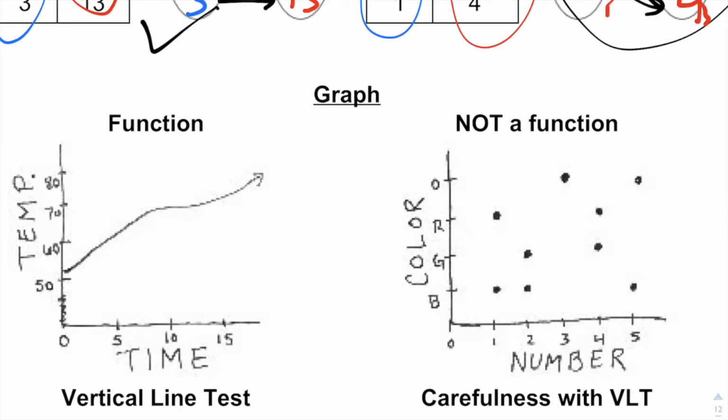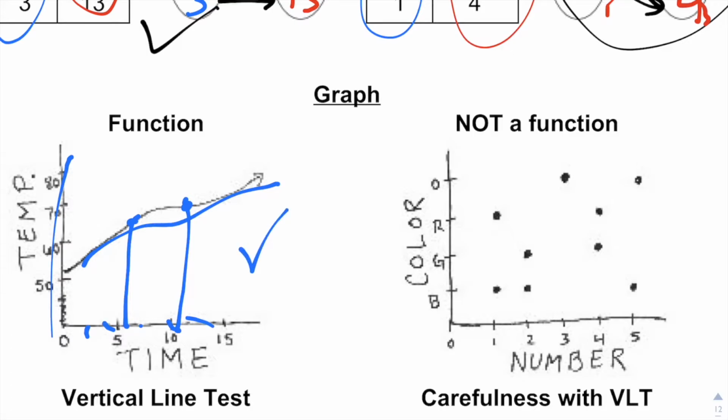Here's a function on a graph. Here are our x values. Here are our y values. If we come to 5 and come up to the graph, it hits the line in one specific spot. If we go to 10 and come up on the graph, it hits the line in one specific spot. Therefore, this is a function.